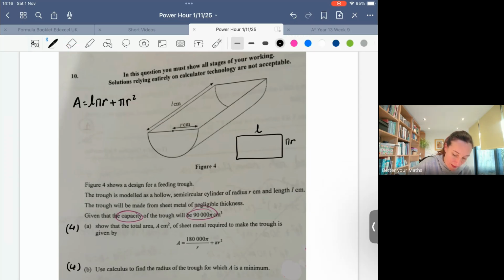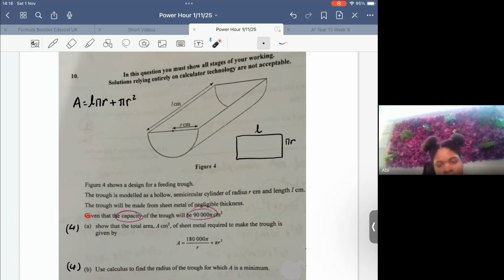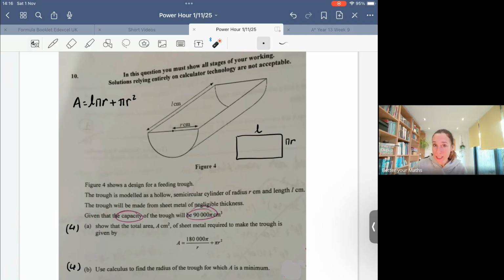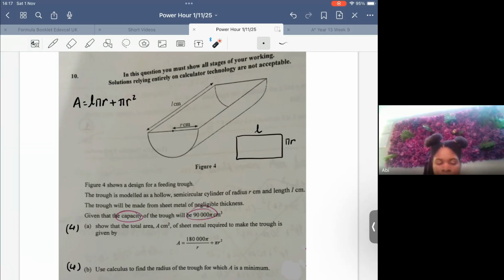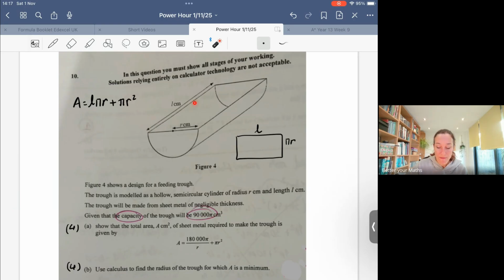Do I have any numerical information that is going to help me? The 90,000 pi centimeters cubed. And that's why they give it to you. What is this? The volume. So what I'm going to do is find the volume of this, making it equal to 90,000 pi, and from there eliminate the L. Quite typical. It's always the same process.